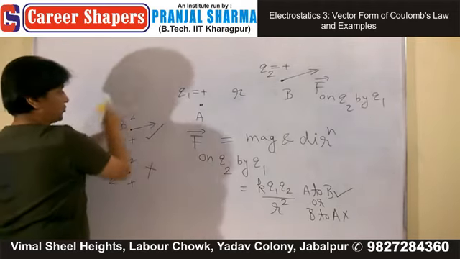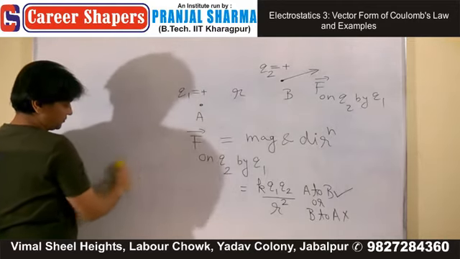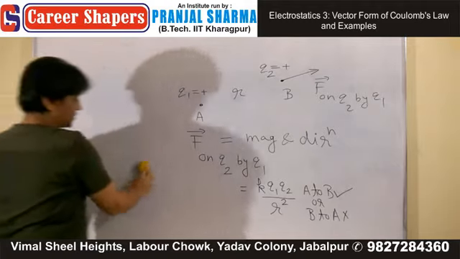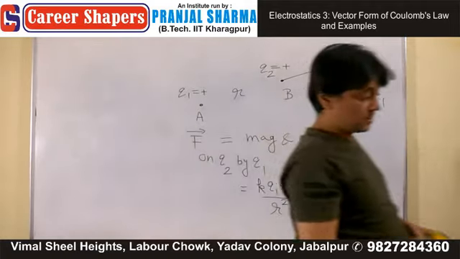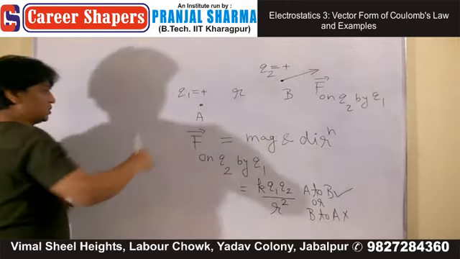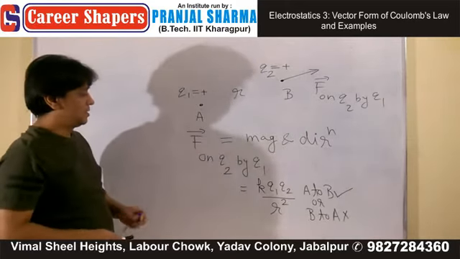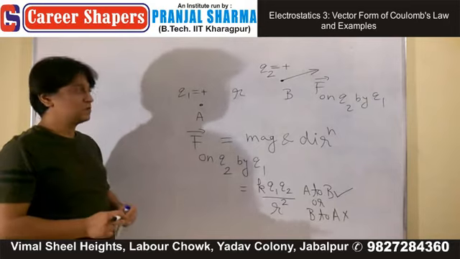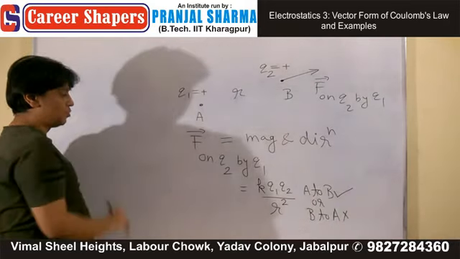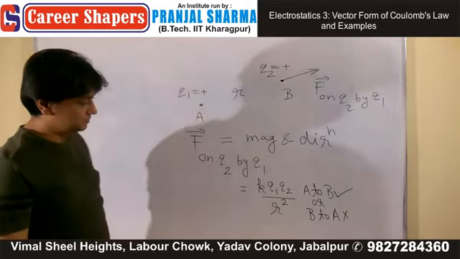And this article we are covering is the vector form of Coulomb's law. This is asked in board examinations also. It's basically good for board examination on the vector form. For competitive examinations, it's also good, but it's more important for board examination.